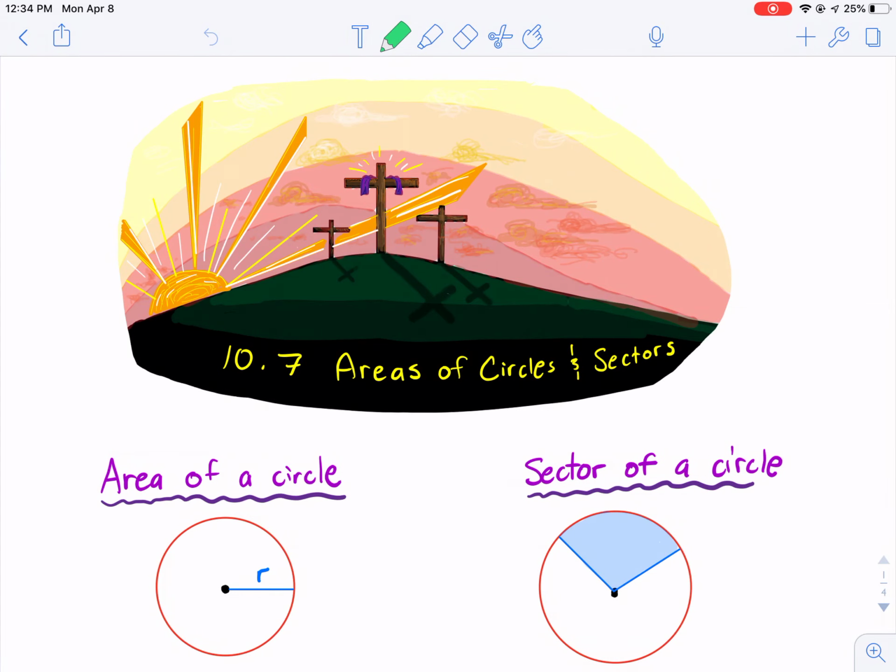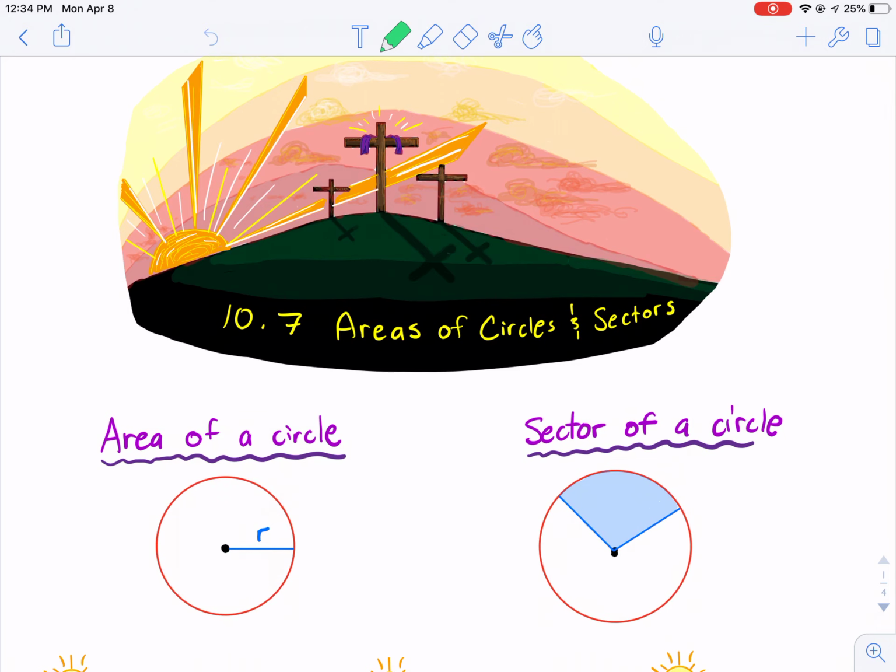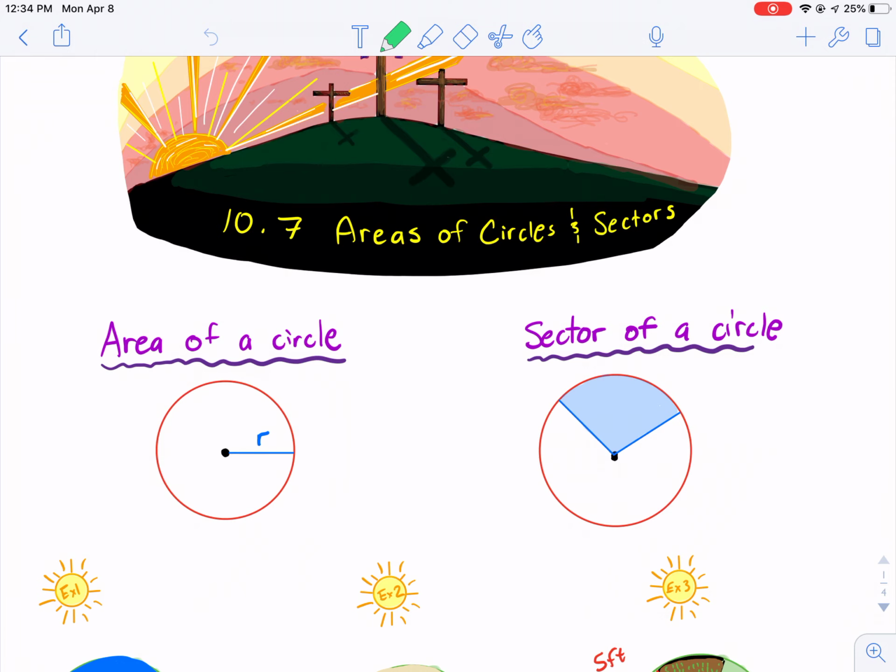Welcome back, my geometry classes, to 10.7, areas of circles and sectors. Circles are really important geometric concepts, and so we are continuing on for another section on circles. Last time we dealt with distances in terms of circumference and arc length. We also dealt with angle measures with arc measure, and today we're going to be dealing with area.